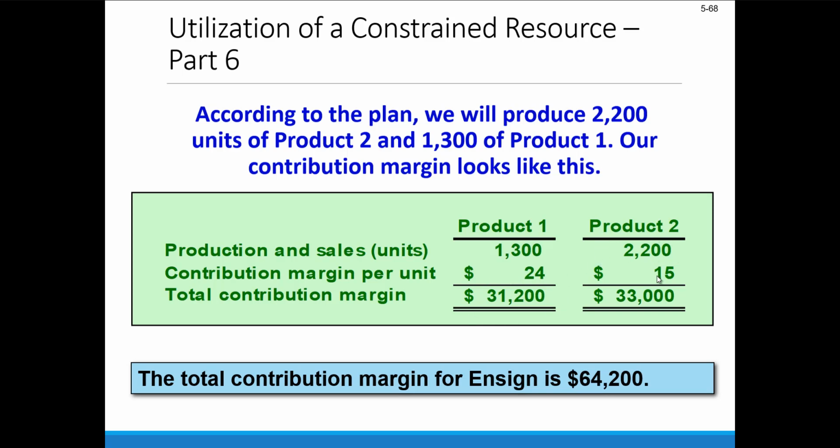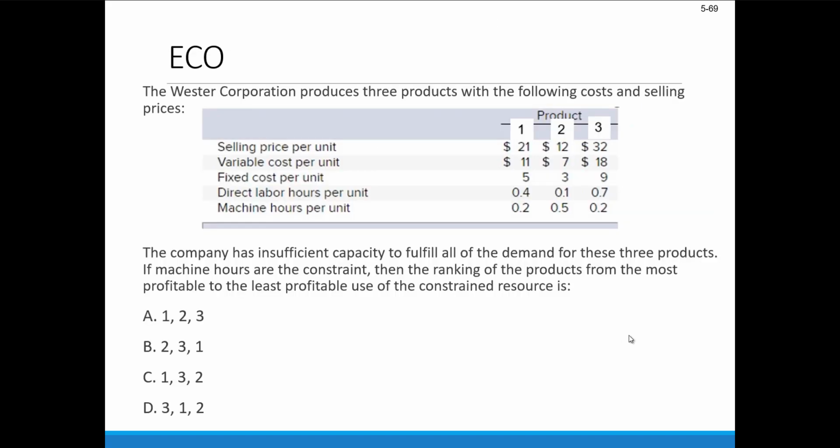They're generating the $15 in CM per unit. So there's total CM of 33,000. Total CM at this optimal point for Ensign, 64,200, the sum of those two. Let's try another one then.